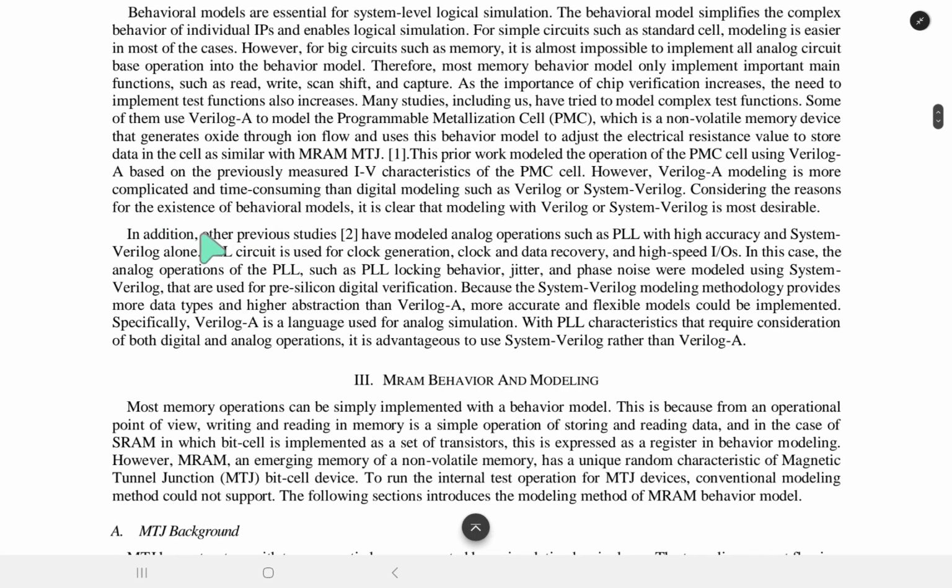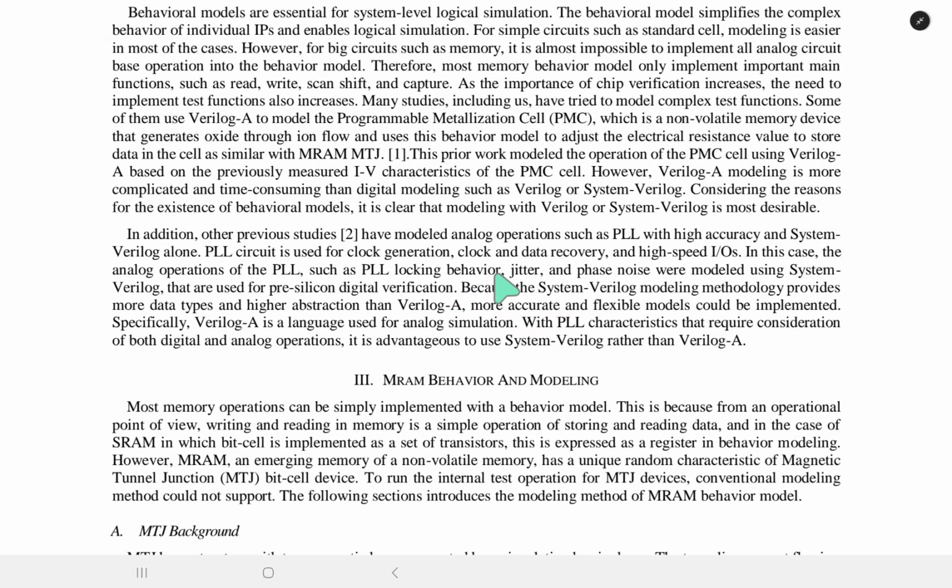In addition, other previous studies have modeled analog operations such as a PLL with high accuracy using System-Verilog alone. A PLL circuit is used for clock generation and clock and data recovery in high-speed IOs. In this case, the analog operations of the PLL, such as PLL locking behavior, jitter, and phase noise, were modeled using System-Verilog that is used for pre-silicon digital verification.